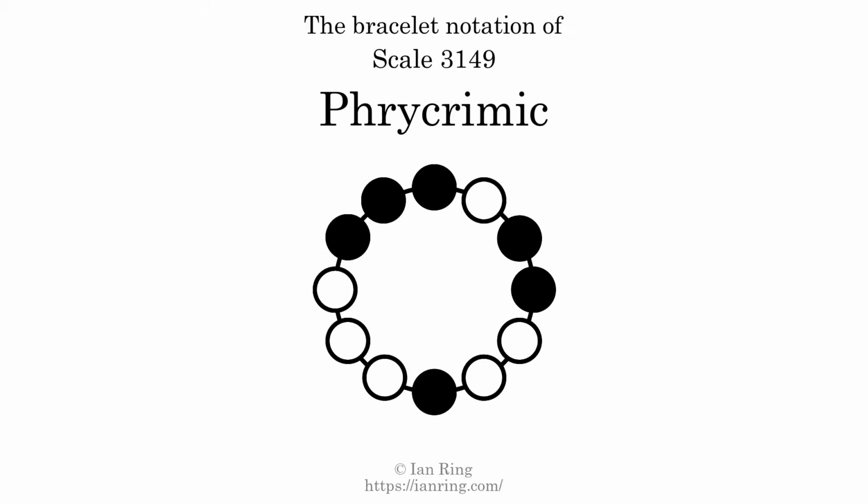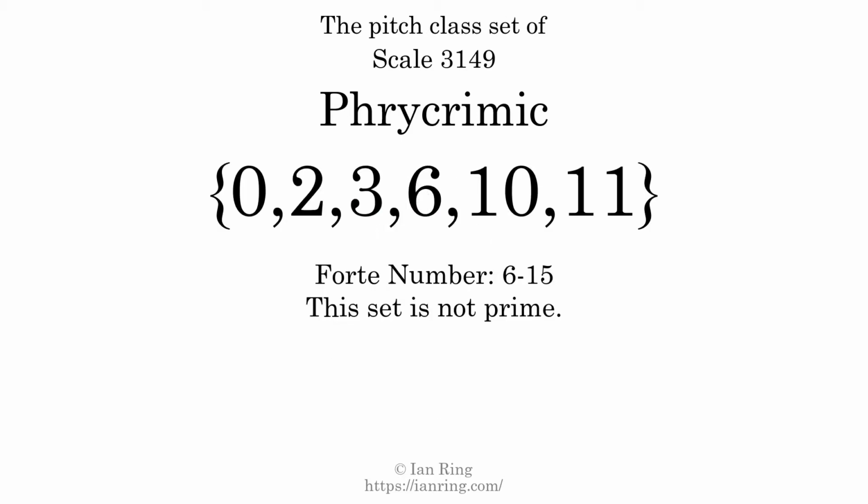This is a bracelet notation diagram of scale 3149. The shaded circles represent tones that appear in the scale, and they are read clockwise, starting at the top. The pitch class set for this scale is 0, 2, 3, 6, 10, 11. The forte class is 6-15. This set is not prime.